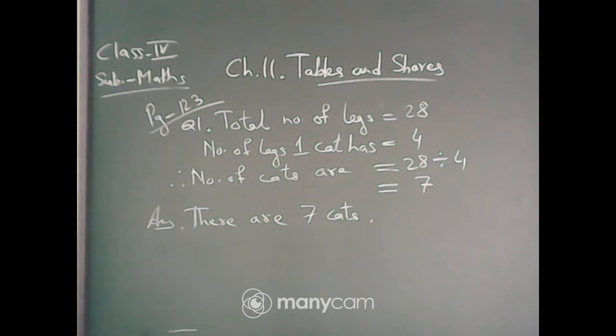What will you write as the answer? 12 legs means 3 cats. Isn't it? So in the blank you write the answer as 3. 3 cats. In the blank you write the answer 3.